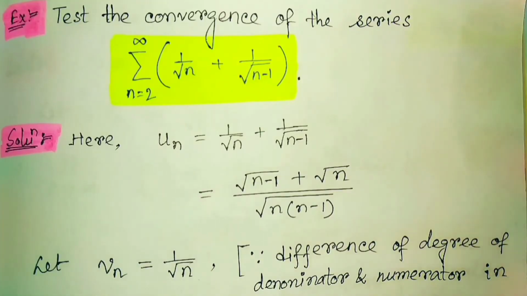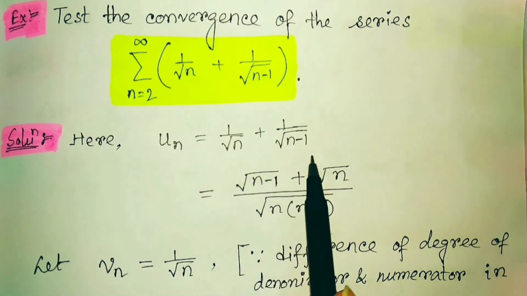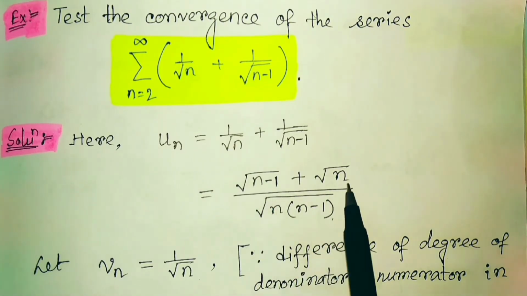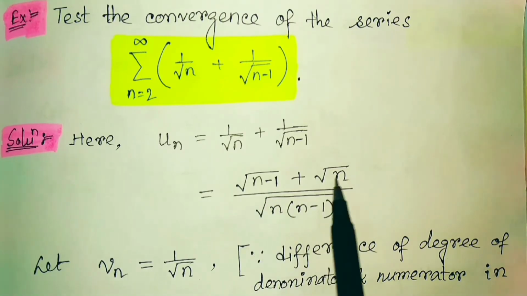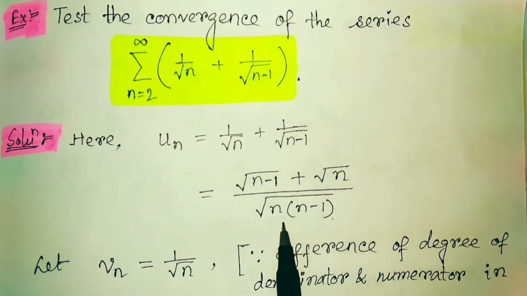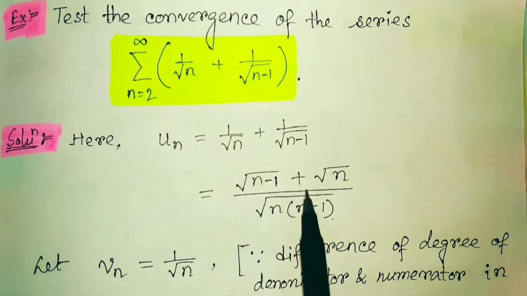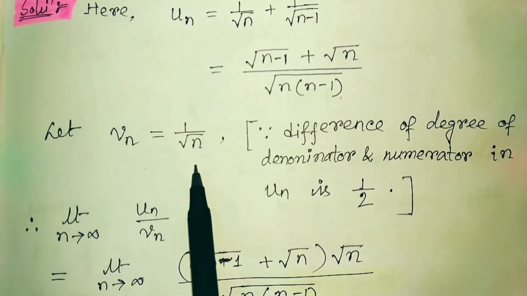So we should go for one more example. Here is the second example. If this one is your given series, here un is equal to 1 by root n plus 1 by root over of n minus 1. If we simplify, we will get this one. Now just look here, the numerator has the highest power of n as root, that means n to the power half. And in the denominator, the power is exactly 1, because under the root it is n square, meaning outside the root it is exactly n. So the difference between these two powers is n to the power of half. So we consider Vn equal to 1 by root n.